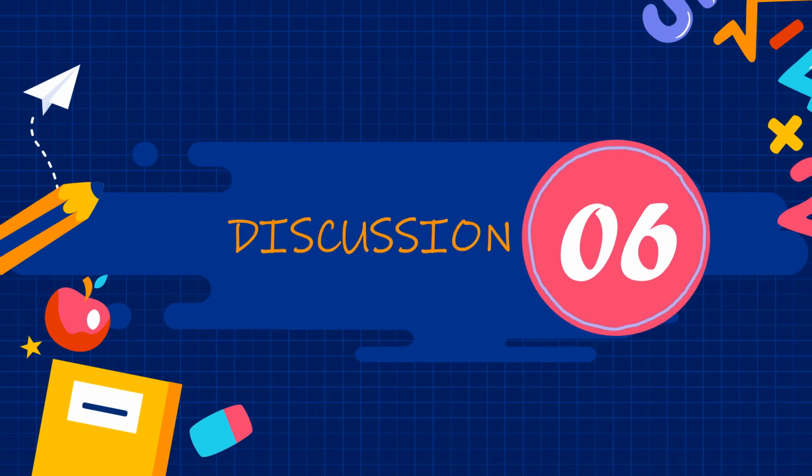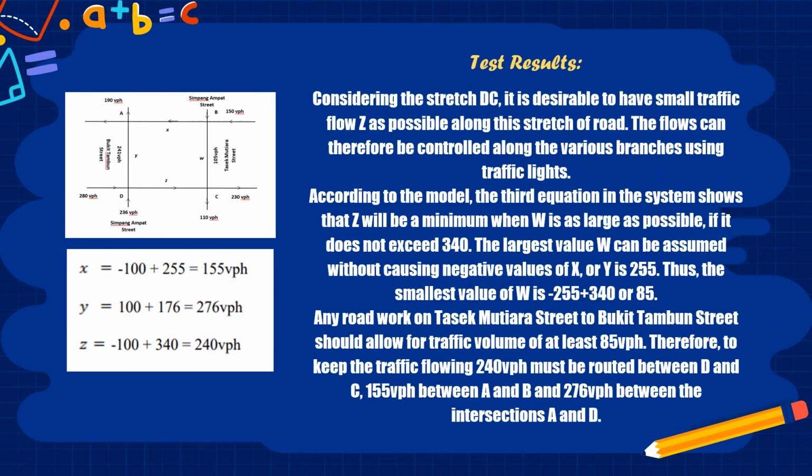Okay, for the discussion of this project, we discussed that the system of this modeling equation has many solutions, therefore many traffic flows are possible. So a driver has a certain amount of choice at the intersection due to the nature of this model. Considering the stretch of road DC, it is desirable to have a small traffic flow Z along the stretch of road. The flow can therefore be controlled along the various branches using traffic lights.